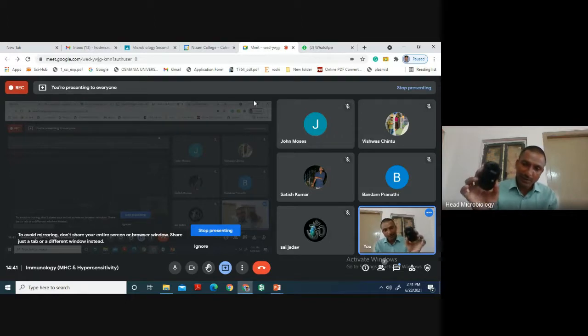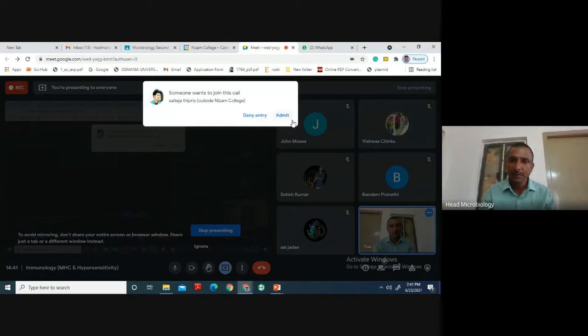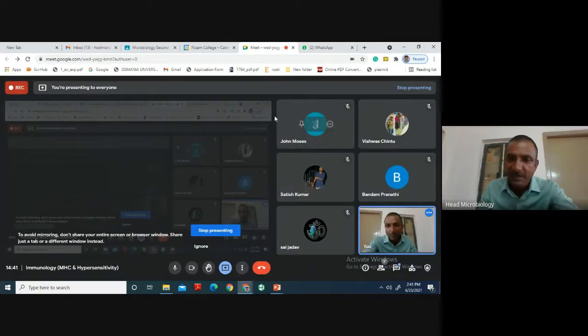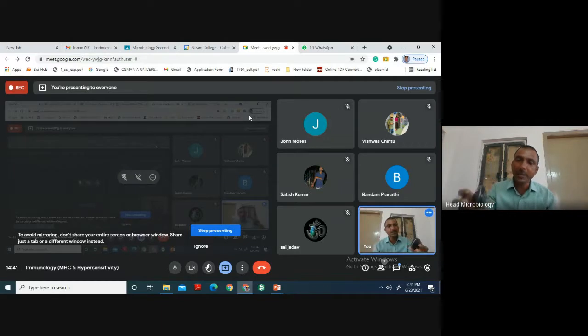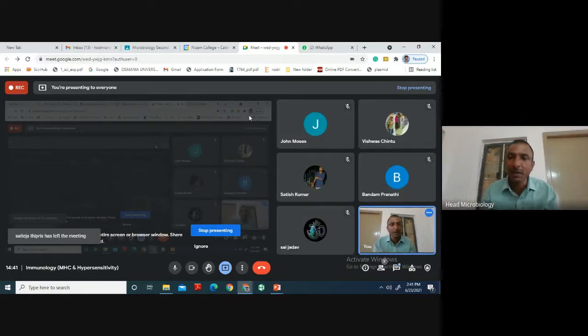Similarly, in a wireless mouse, if there is no proper fixation of the chips and batteries, or if there are any problems, it will not be fixed properly and it will not work properly. All of you listen carefully. It is a very important topic from the examination point of view as well as for various entrance examinations.